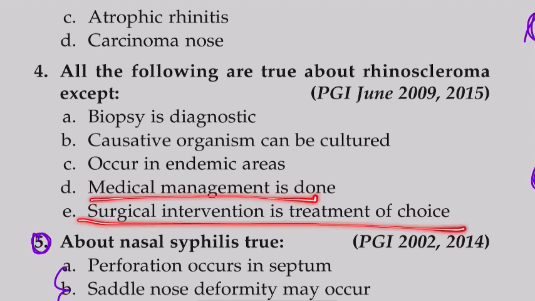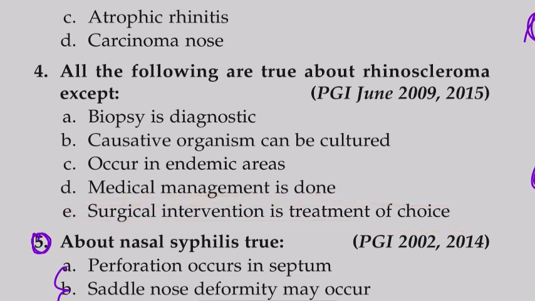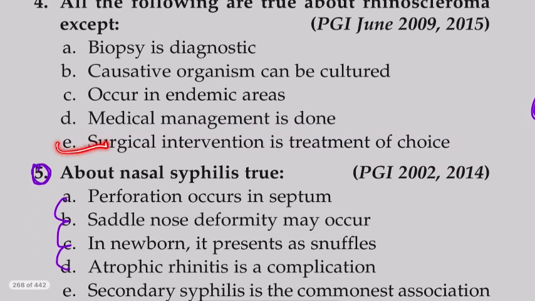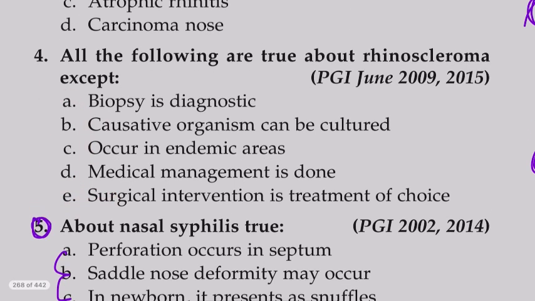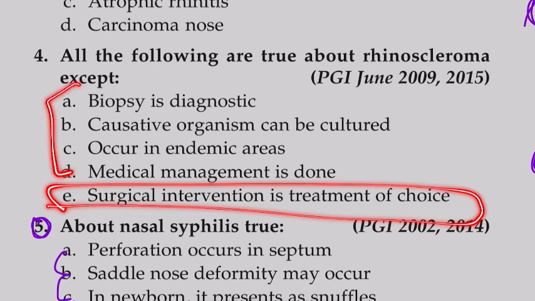Surgical intervention is the treatment of choice. So it is not the treatment of choice. The treatment of choice is medical only, right? Radiotherapy and surgery can be done, but we try to manage it through medical means only. So the answer is option E. Sorry, the question says except, so option E is the answer; all the others are correct statements.